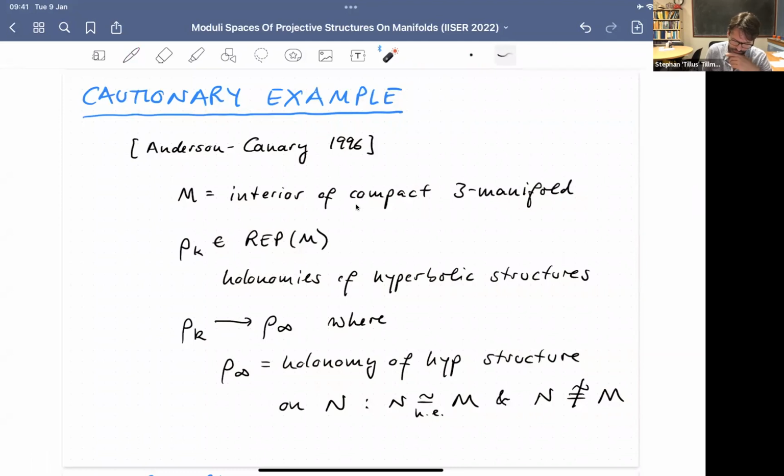There are some really nice examples due to Anderson and Canary. What they do is take the interior of a compact 3 manifold, M, and then they have holonomies of hyperbolic structures. Basically, the boundary of M is some homogeneous surface. And they have these holonomies of hyperbolic structures on the 3 manifold. But then they concoct a limit of these representations where the limit is a holonomy of some hyperbolic structure, but on a manifold that is homotopy equivalent to M, but not homeomorphic to M. Okay? Homotopy equivalent, but not homeomorphic.